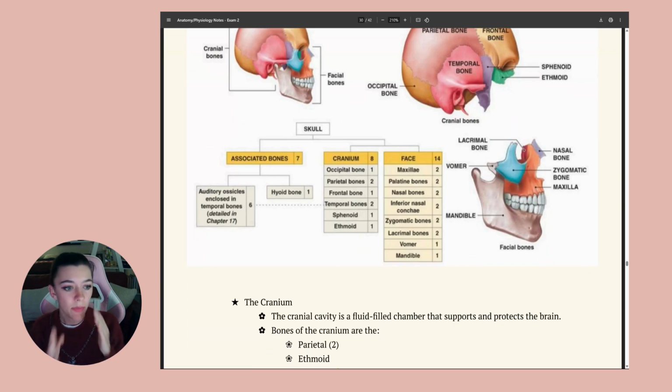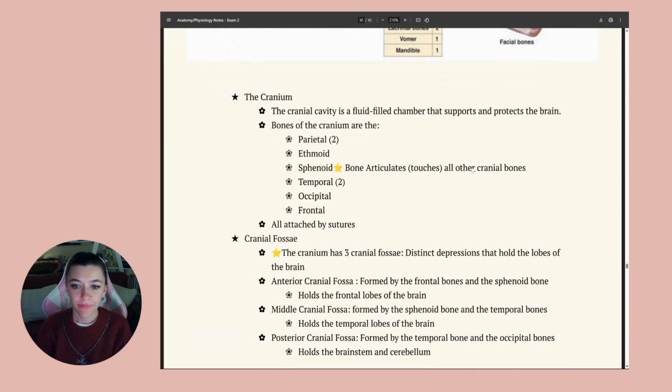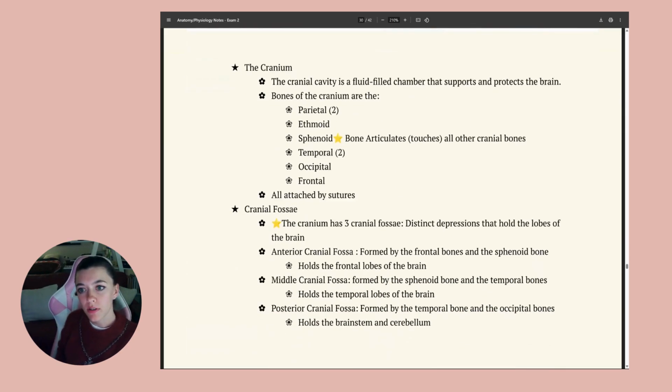Your zygomatic bones are your cheekbones. Your nasal bones will be right here. Your maxilla is your upper jaw, so your top teeth are in your maxilla. And your bottom teeth, your actual jaw, is your mandible. So we went over all the different bones.